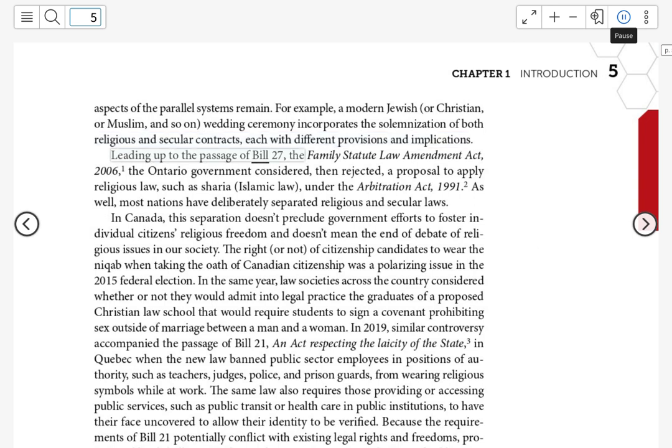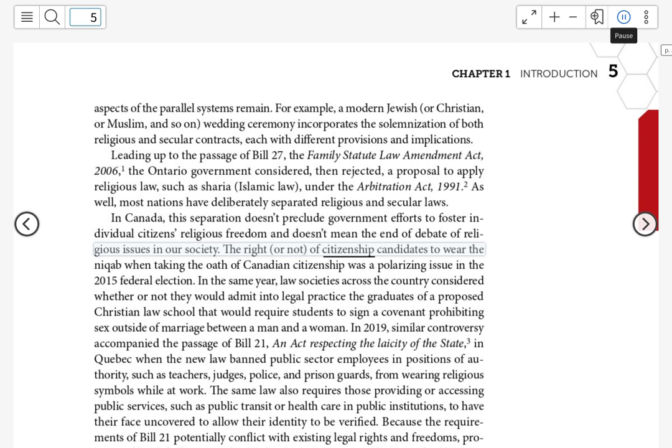Leading up to the passage of Bill 27, the Family Statute Law Amendment Act, 2006, the Ontario government considered, then rejected, a proposal to apply religious law, such as Sharia, Islamic law, under the Arbitration Act, 1991. As well, most nations have deliberately separated religious and secular laws. In Canada, this separation doesn't preclude government efforts to foster individual citizens' religious freedom and doesn't mean the end of debate of religious issues in our society.